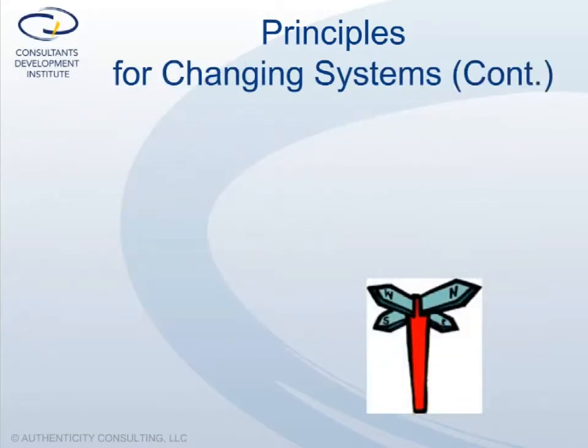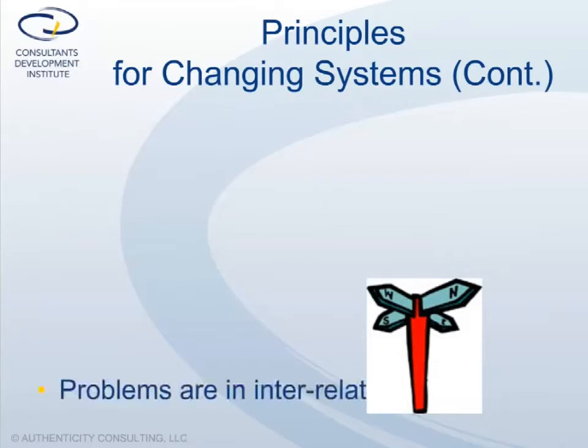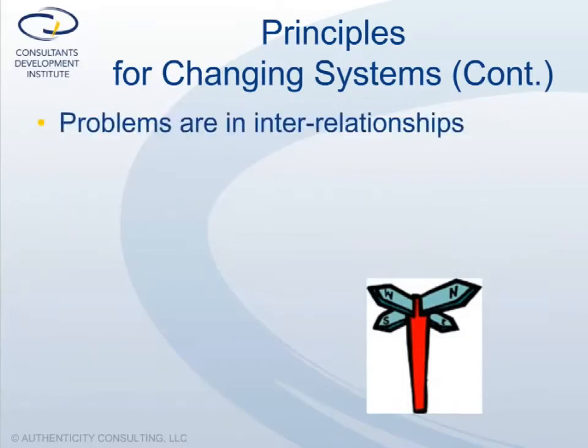Let's look at some more principles for changing systems. Recurring problems in a system are usually caused by the interrelationships between the parts of the system rather than by a particular part. If strategic planning did not integrate the goals that were relevant to all departments in an organization, then problems can occur within each of the departments. For example, sales might suffer for one product that is actually conflicting with another.